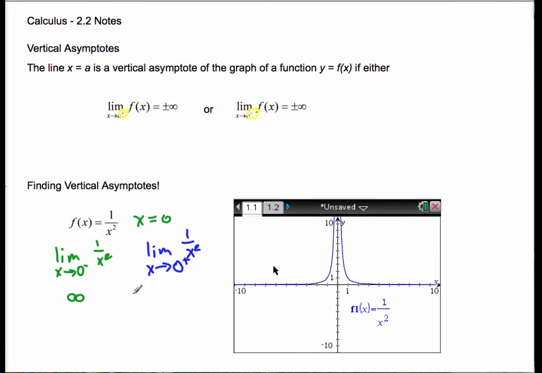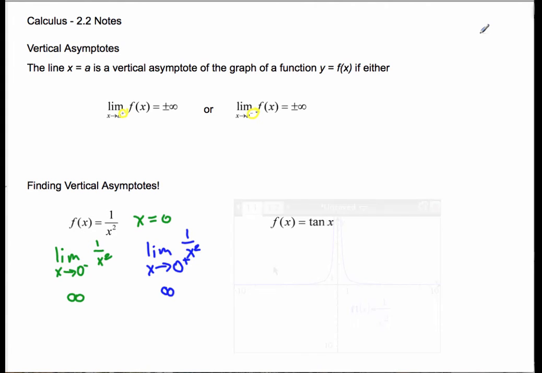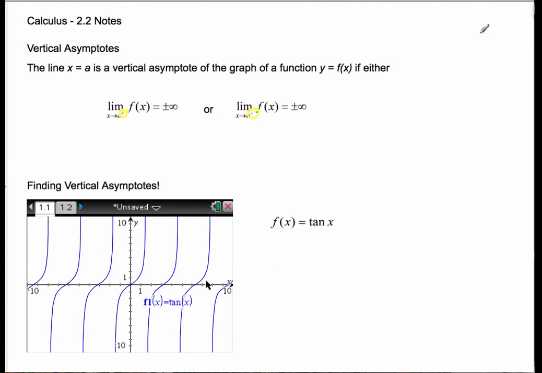And I've got a graph up for you to see so you can follow this graphically. Sometimes with vertical asymptotes, it's a lot easier to see graphically. The same thing is going to happen with the blue limit. And the reason they both go to positive infinity is because if you take a negative number and square it, it becomes positive. Now, let's look at the tangent. It's a little bit different.